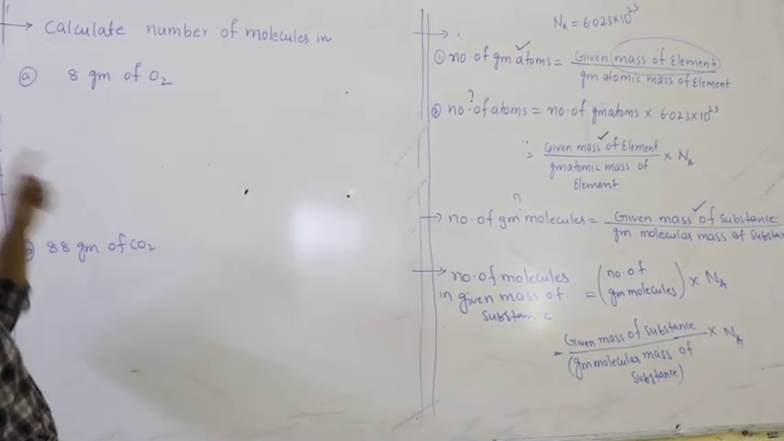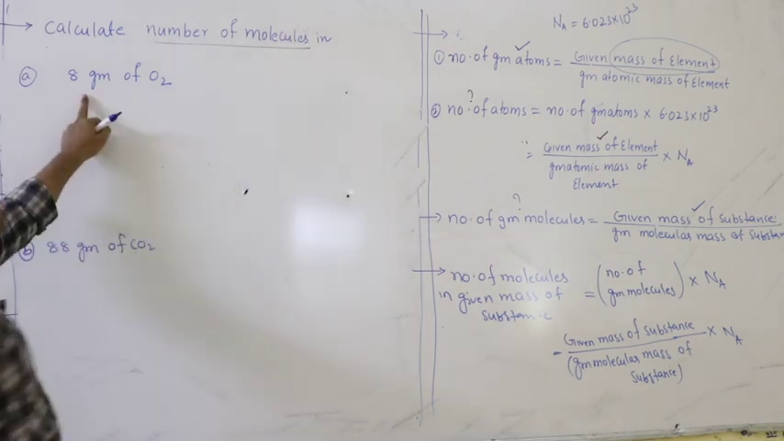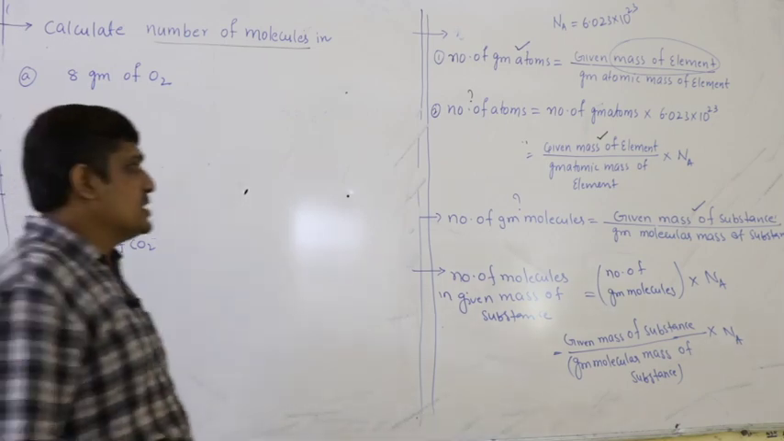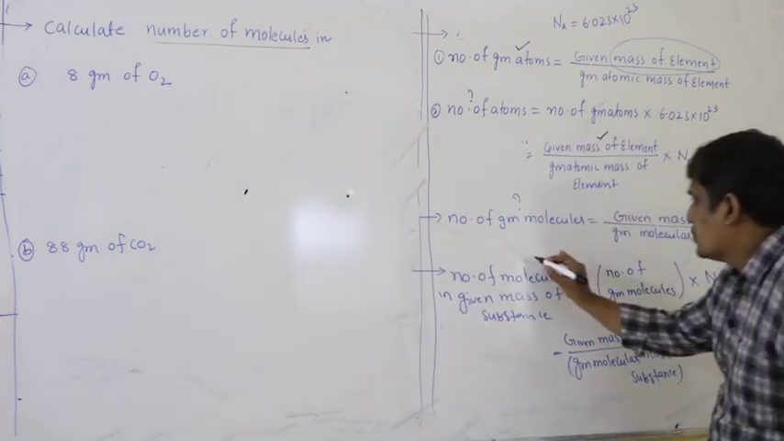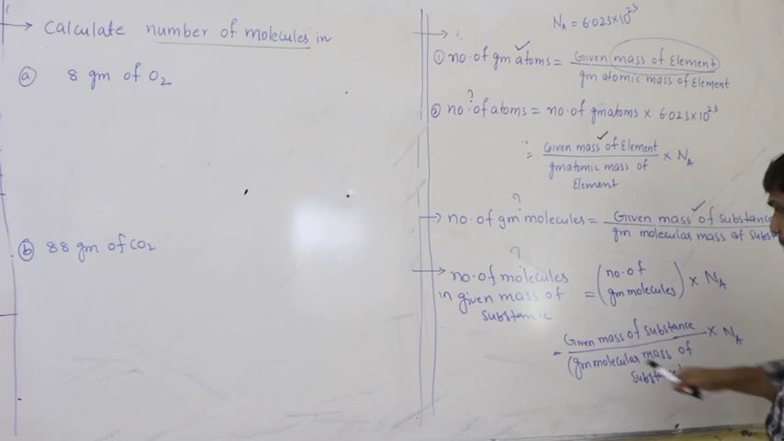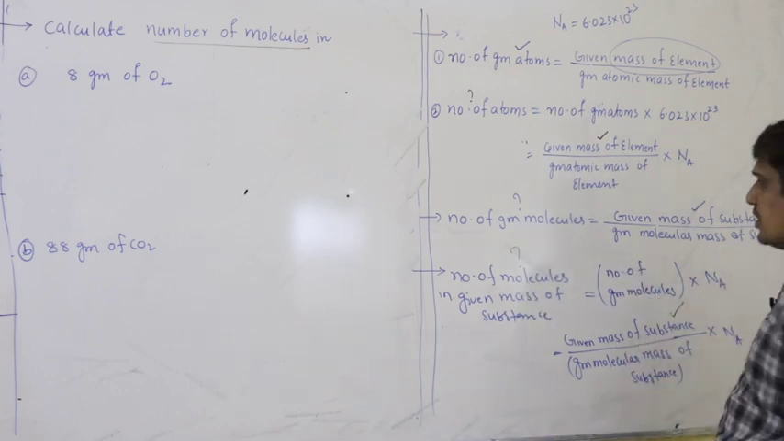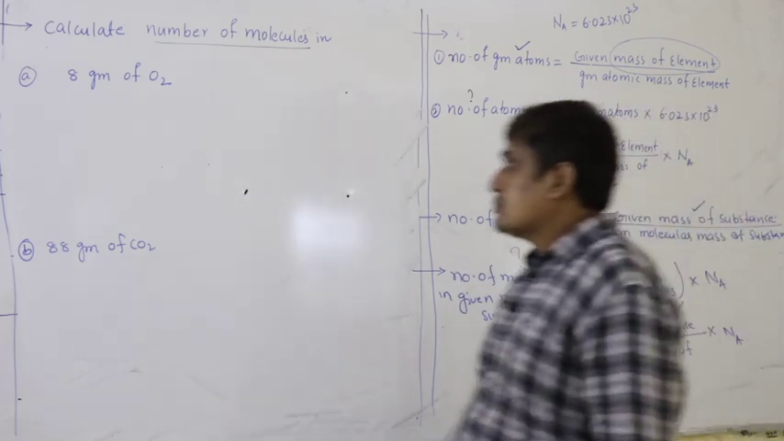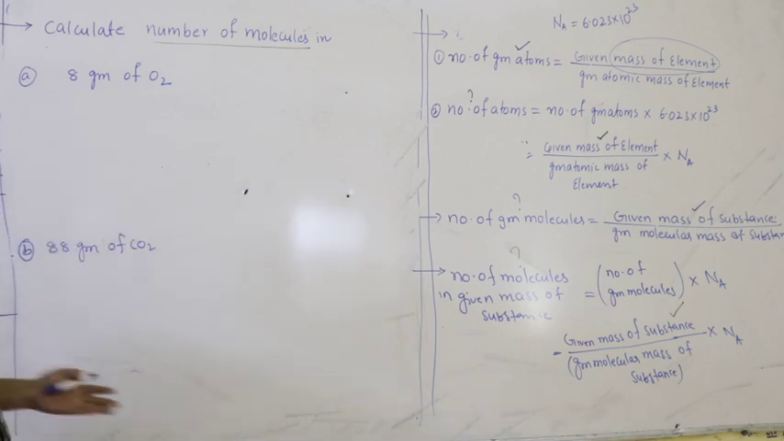Calculate the number of molecules. What you have to find? Number of molecules. What is given? 8 grams of oxygen, 88 grams of CO2. That means mass of the substance is given. So what we require? Number of molecules. This we have to find. Anyway, this is a constant, Avogadro number. What we require? Gram molecular mass. So molecular mass of oxygen already we know, 32. CO2 we will find here.